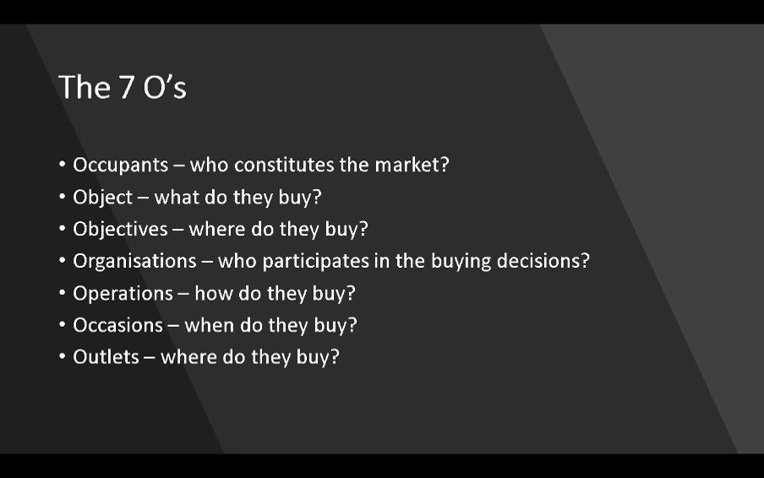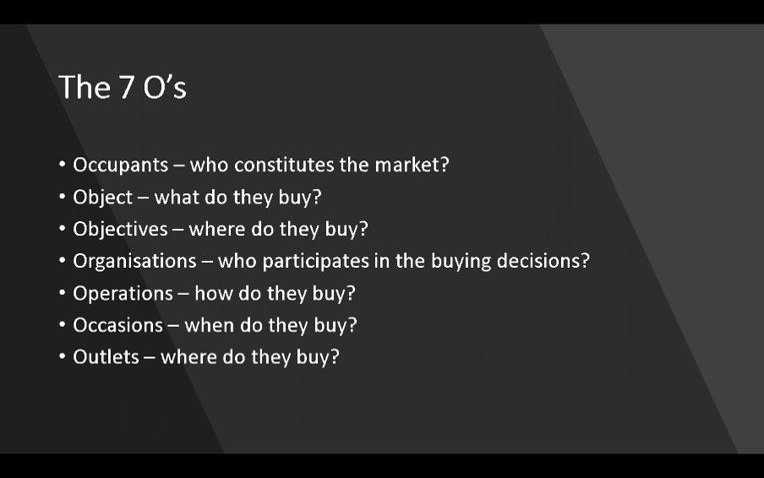Their objectives. Well, where do they buy? Do they buy online? Do they buy in certain shops? Do they buy in certain locations? Organizations: who participates in the buying decisions? It might not just be the person buying who participates in that. There might be other factors. There might be other people. That might be family members, or you might buy something by seeing an advertisement through a different website. So you might go on a website to buy a ticket for a match, and you might also see something else there, and you might decide you want to buy that as well. For example, a tour of the stadium.